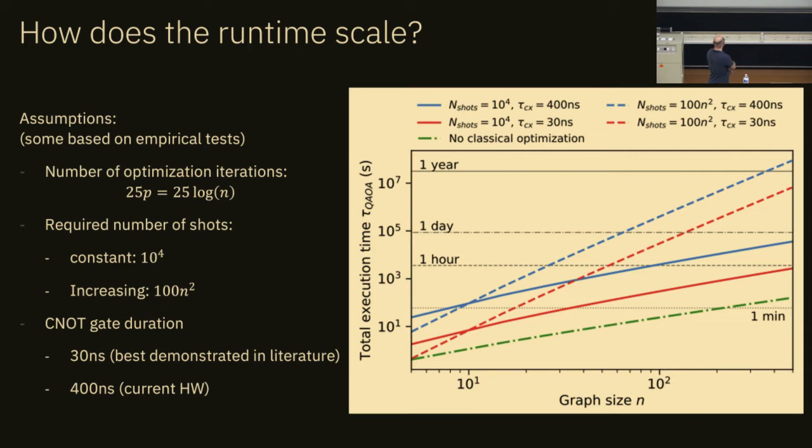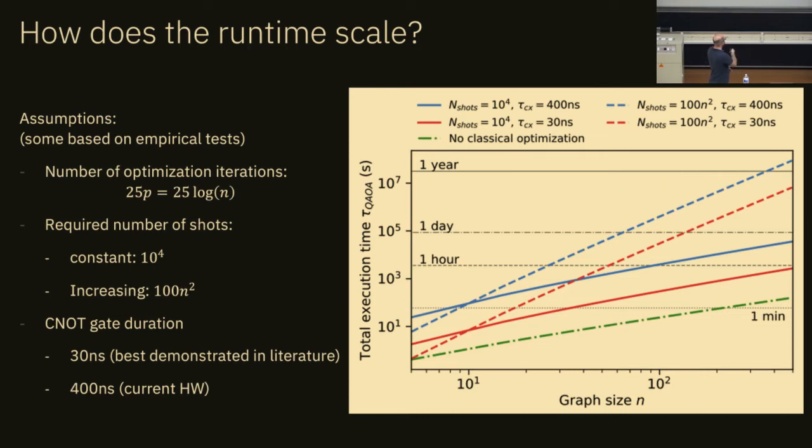And then we made some assumption about how long one CNOT gate actually takes. The best demonstrated one in literature we could find is around 30 nanoseconds. Our current hardware is more around 400. And then we added all this together, and you get to these numbers. So problem size is here, and then the resulting runtime, where you see here for 1 minute, 1 hour, 1 day, 1 year, this log scale.